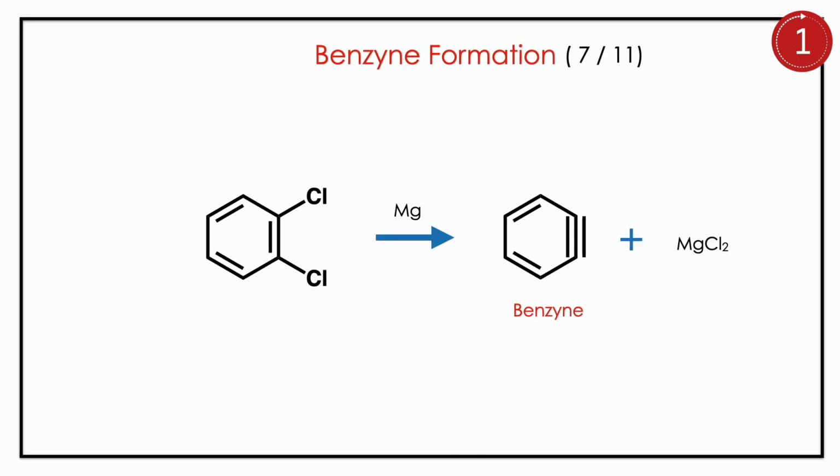Then the next synthetic method: you have dichlorobenzene, and you are reacting with magnesium. It absorbs two chlorines and you have benzyne formation. Basically, magnesium captures two chlorines and forms a salt. It leads to benzyne formation. It's a simple, straightforward reaction. You can easily convert it into benzyne.